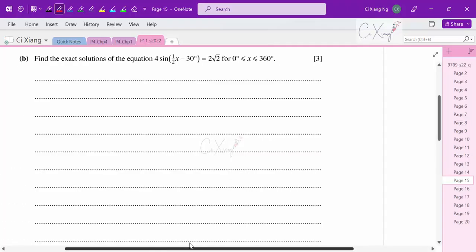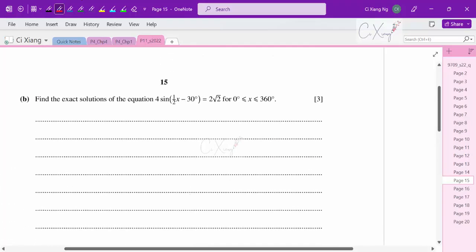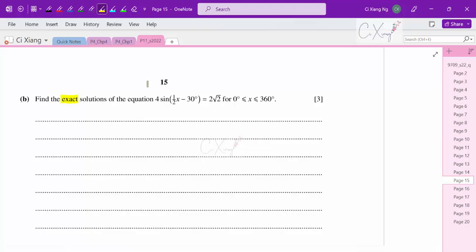Okay, so for part B, we have this. They want us to find the exact solutions. So maybe you can highlight the keyword exact solutions. Our final answer should be in surd form or pi form, cannot be in decimal numbers. Alright, for this particular equation, x should be between 0 and 360 degrees.